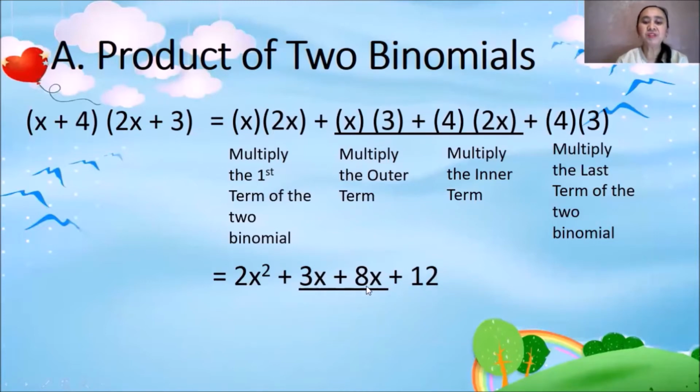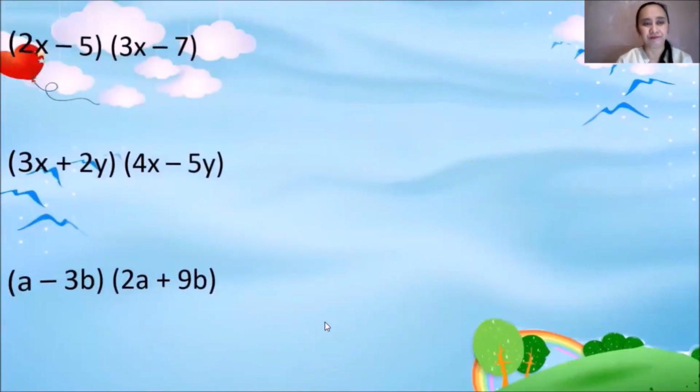Combine similar terms. The similar terms here is 3x and 8x. So therefore, the product of the two binomials is a trinomial. Therefore, our final answer, final product of the quantity of x plus 4 and 2x plus 3 is equal to 2x squared. 3 plus 8 is 11x plus 12.